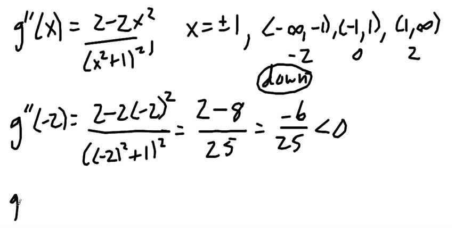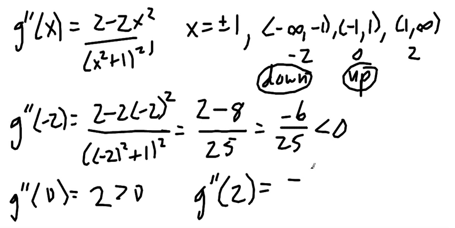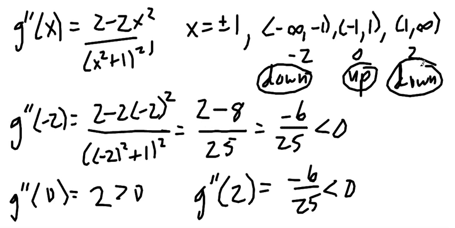We already saw that g double prime of 0 is equal to 2, which is positive. So that means it's concave up on this middle interval. And you can check that g double prime of 2 is also equal to negative 6 over 25, which is less than 0. And so that means it's concave down on that final interval. Fantastic.